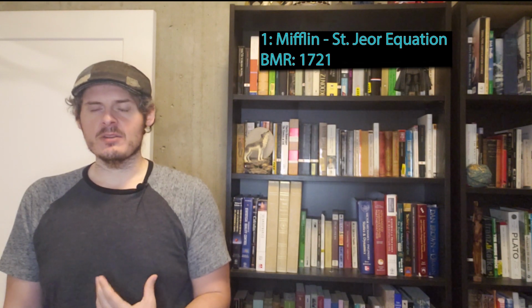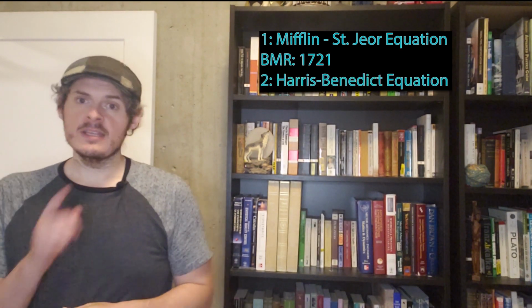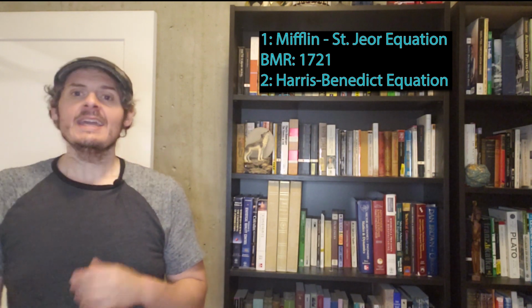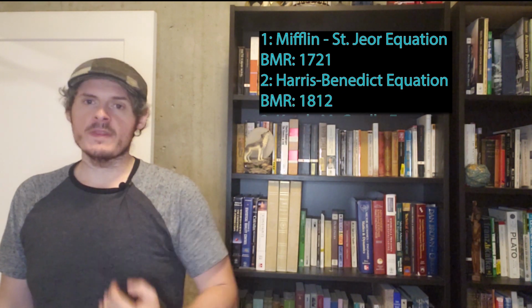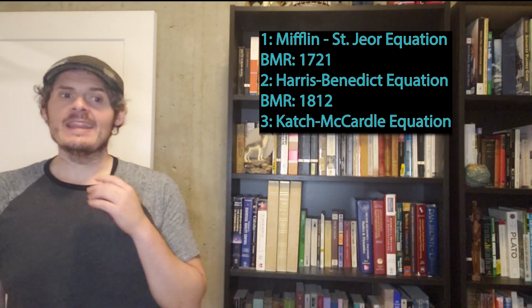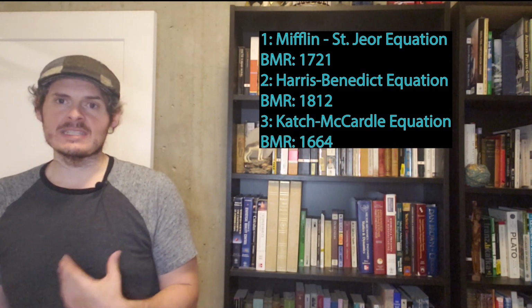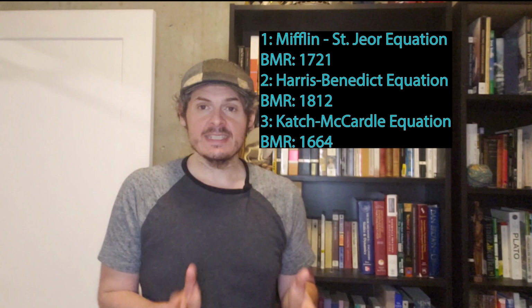First, at the top here, is the Mifflin-St. Jeor equation. Now, this one, when I calculated it, gave me a BMR of 1,721. The second one, the Harris-Benedict equation, right here in the middle, gave me a BMR of 1,812, and the final one, which is my favorite, is at the bottom, and that one gave me a BMR of 1,664.